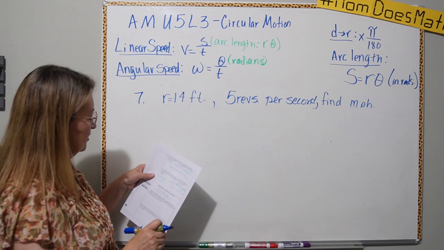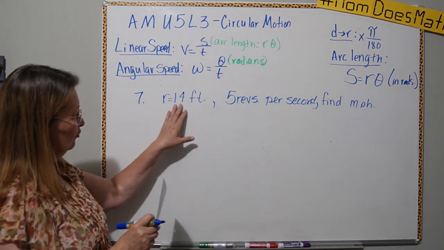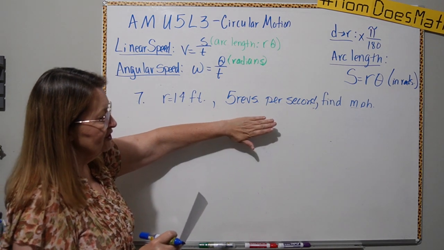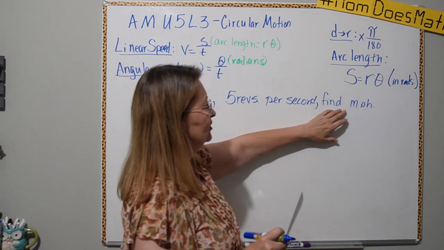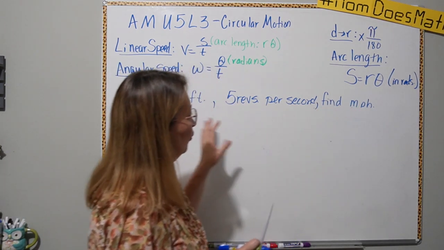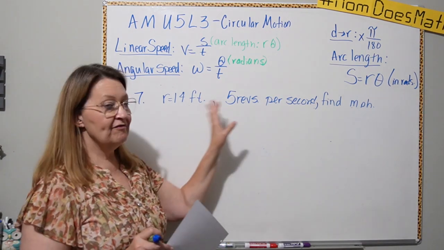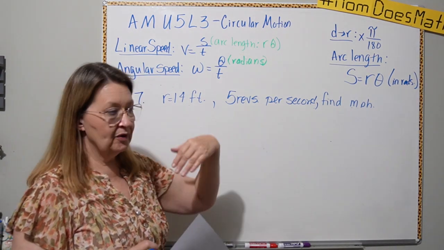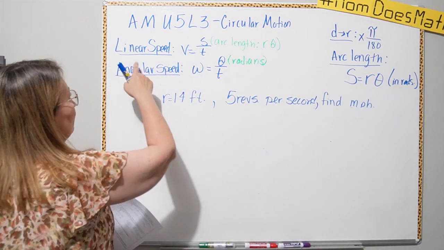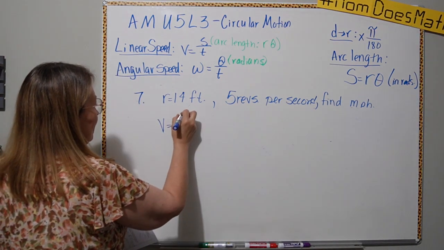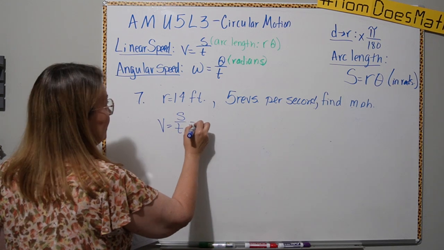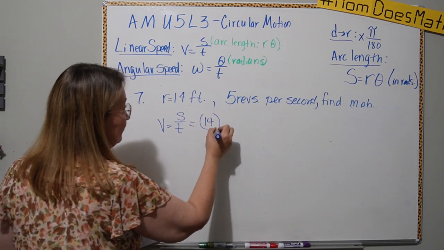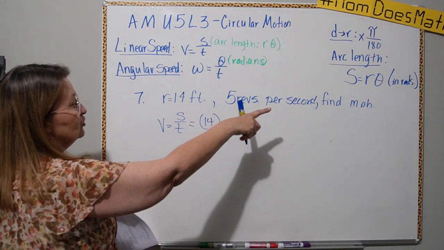Okay, for number 7, we have a windmill that has blades that are 14 feet long, and it is moving at 5 revolutions per second. And we want to find the answer in miles per hour. So once we find the answer, that's going to be in feet per second. We're going to have to convert that to miles per hour, so keep that in mind. All right, we are looking for linear speed, so that is S over T.